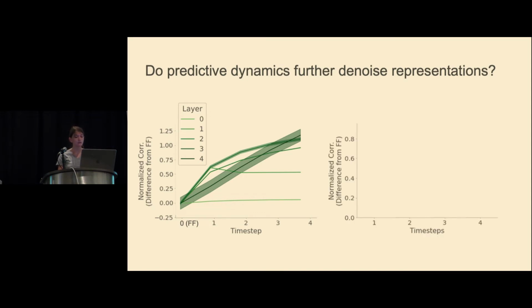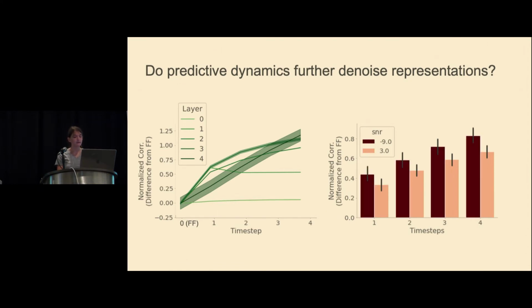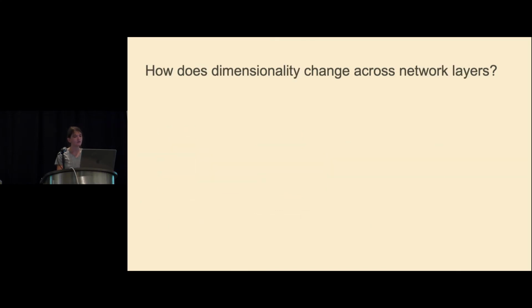Now we'll look at the correlation across the different SNRs. Here are the results for 3 dB, the least noisy condition. We see an increase in correlation from time step 1 to time step 4. And here are the results for negative 9 dB. We again see increasing correlation across time steps. Together, these results are suggesting that the representation of noisy speech is becoming more similar to the representation of clean speech across time steps. So another signature of these predictive dynamics could be seen in alterations in dimensionality.